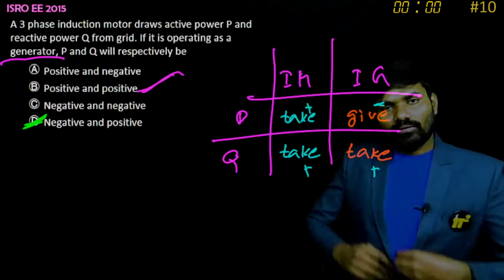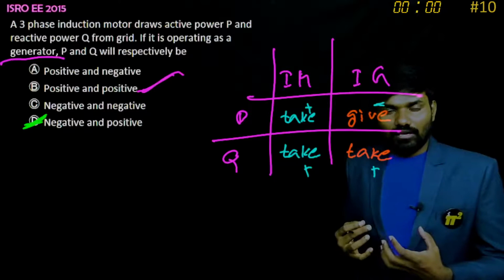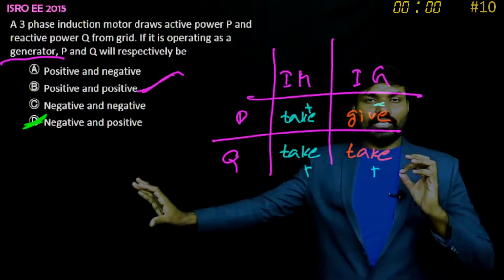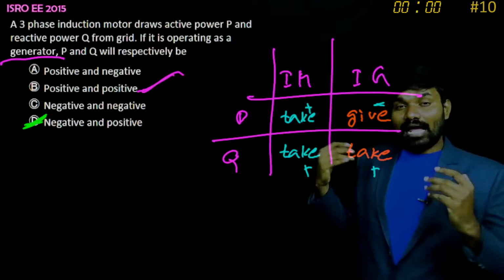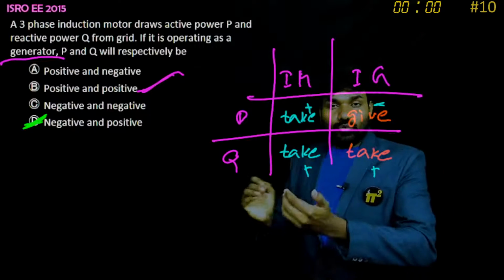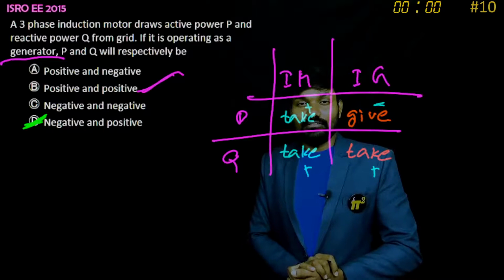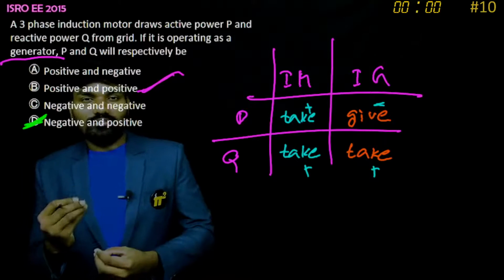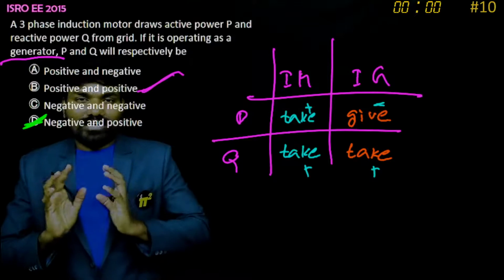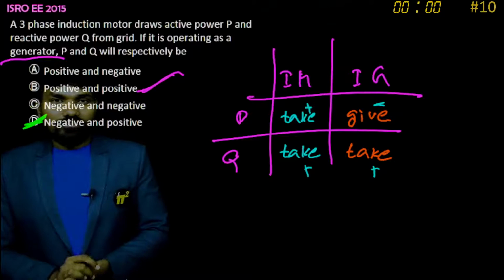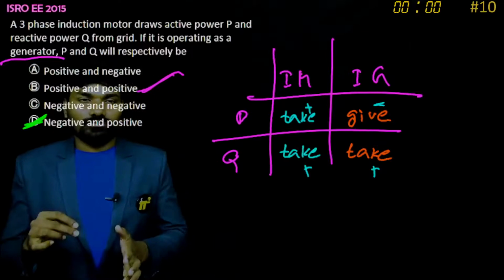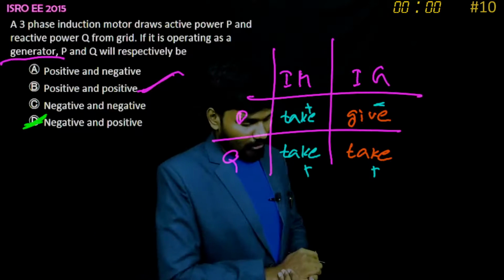In case of a synchronous machine or synchronous generator, the alternator will give the active power for sure, but reactive power, it may take from the source or it may give to the source. Why? Because on the rotor side you have a scope to give the flux, because the rotor is excited by a separately excited DC source. You have a scope to give it.